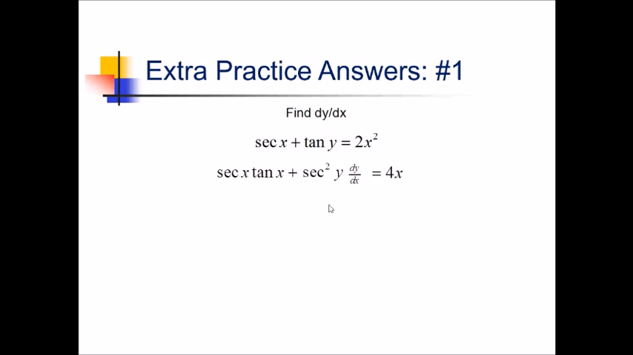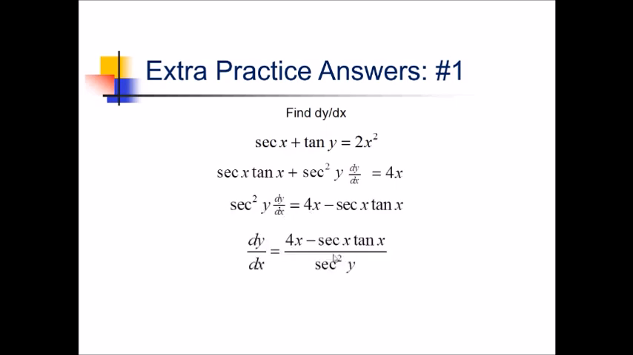Only a couple steps to go here. Let's subtract the secant tan over to the right side because it doesn't have a dy over dx, so it's out of the club. And then to get dy over dx by itself, I'll just divide by secant squared of y. Done.